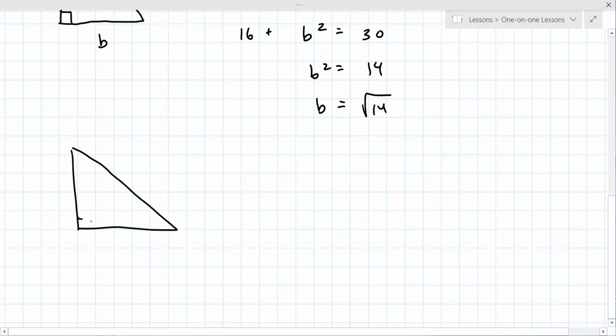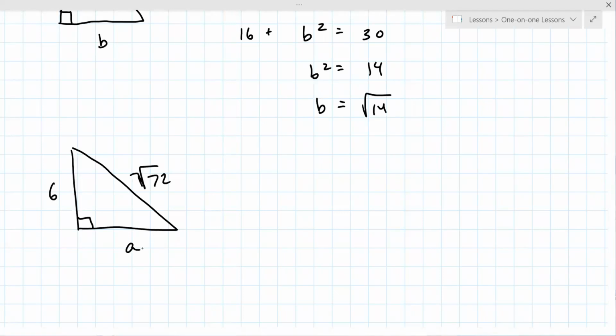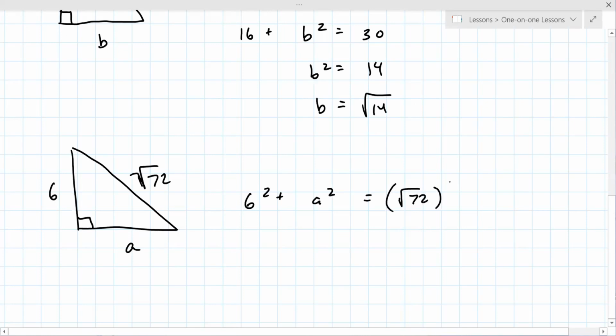So let's do another one here, see if I can make the numbers work a little better. This is the square root of 72, and this is going to be, we'll go with 6 there. And I want you to find a this time. So we have 6 squared, so 6 is a. So a is 6 again. Okay, all right, great.